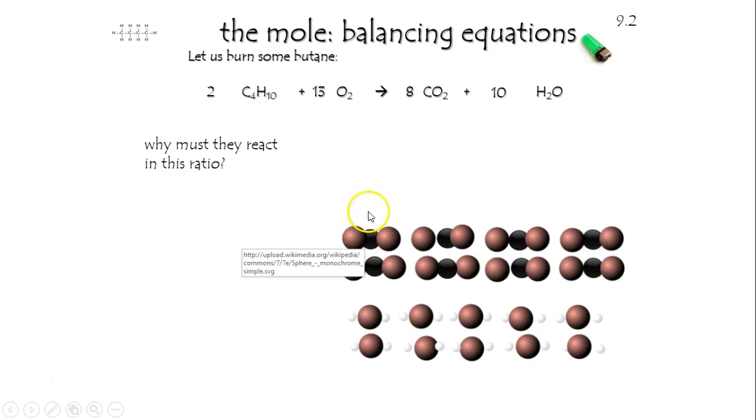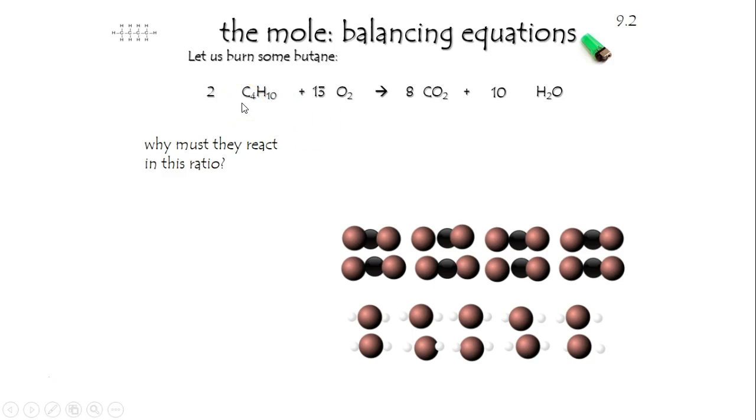What molecules are those? Those are our water molecules. These are our carbon dioxide molecules, CO2. These are our water molecules, H2O. Therefore, the reason we do this is so that we don't waste anything, is one way to look at it.